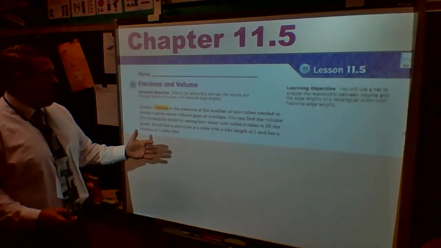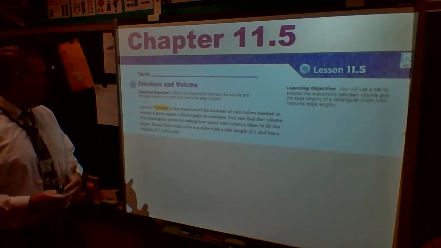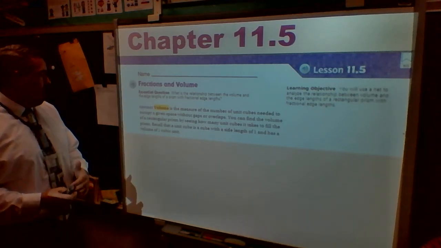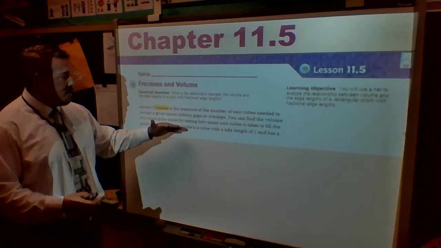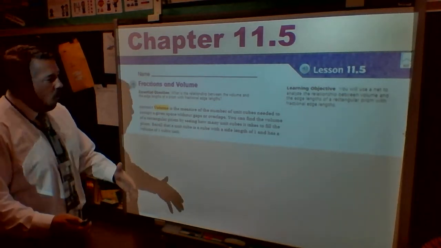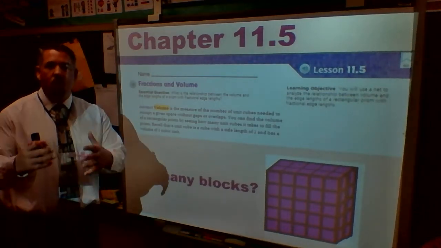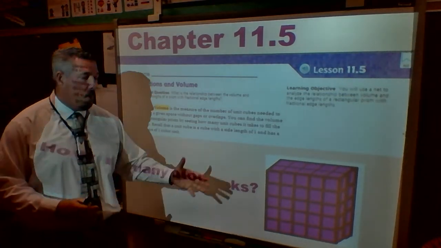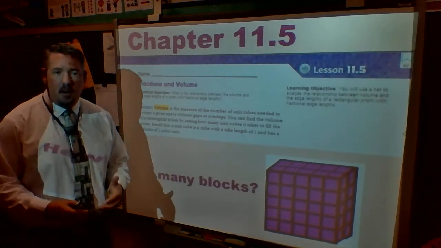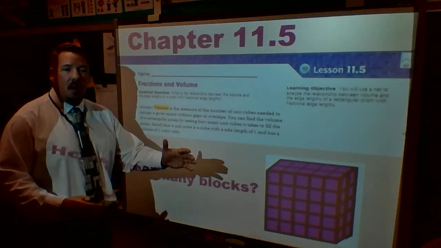Volume is the measure of the number of unit cubes needed to occupy a given space without gaps or overlaps. You can find the volume of a rectangular prism by seeing how many unit cubes it takes to fill the prism. So what that is saying is, well, how many smaller blocks does it take to fill up the bigger block? Okay, so I have a rectangular prism here, and I could figure out how many there are by trying to count.